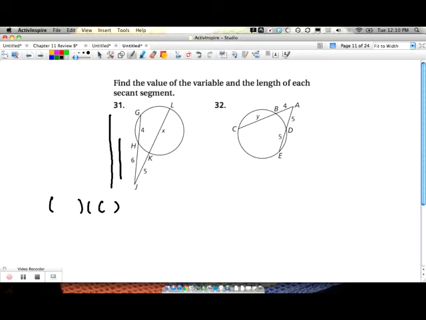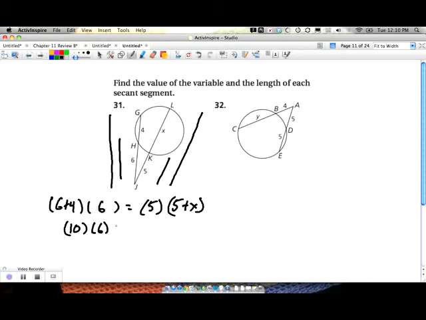So that'd be, the piece is just 6, but the whole thing is 6 plus 4. And then the other side we got 5 on the outside, but then the whole piece is 5 plus x. So 6 plus 4, that's 10 times 6. And then over here we have 5 times 5 plus x. What you'll probably wind up doing is distributing here. You don't have to all the time, but you might. It's just something you could do. So we have 25 plus 5x. And over here we have 60.